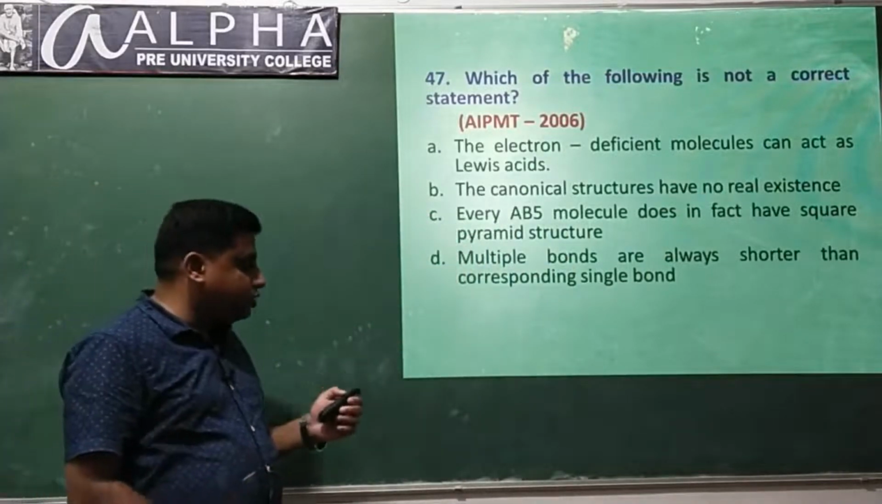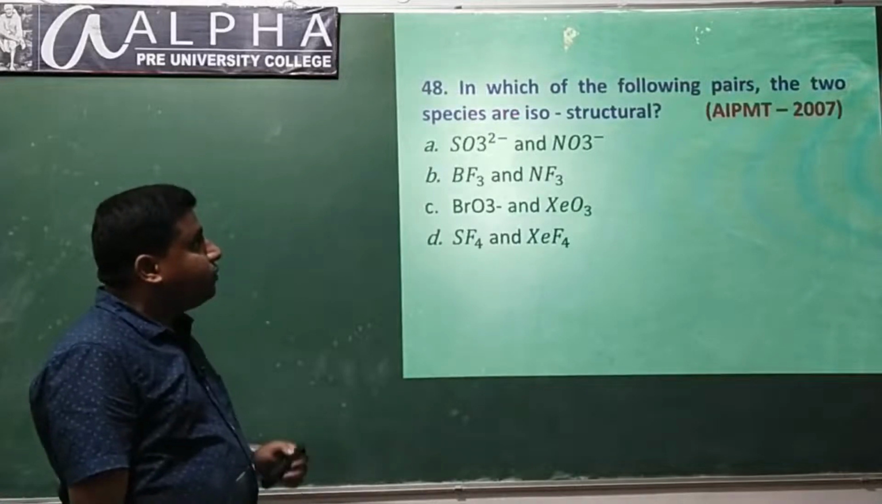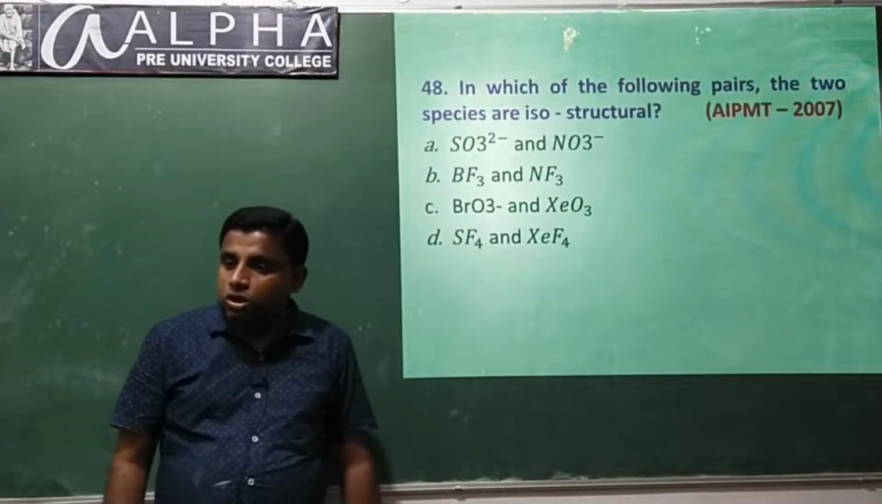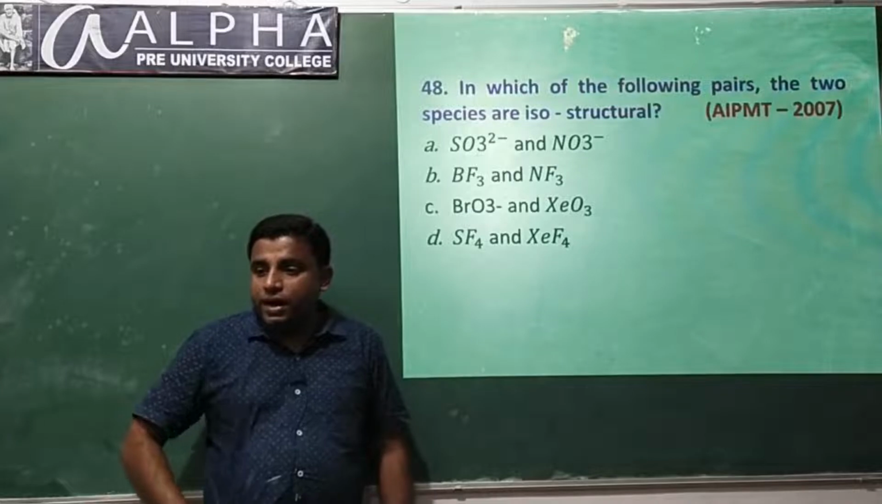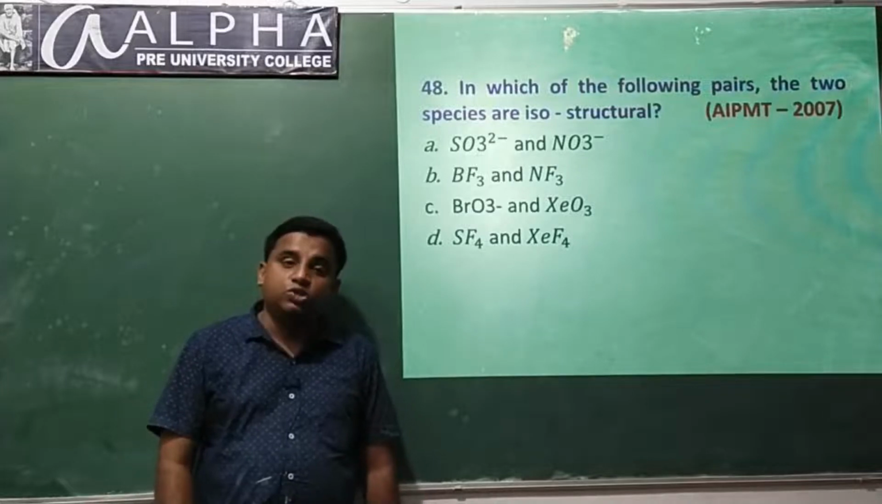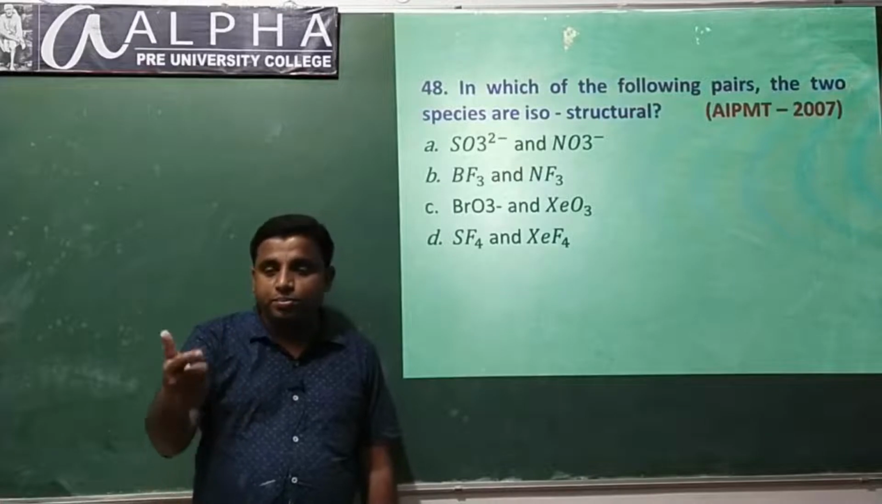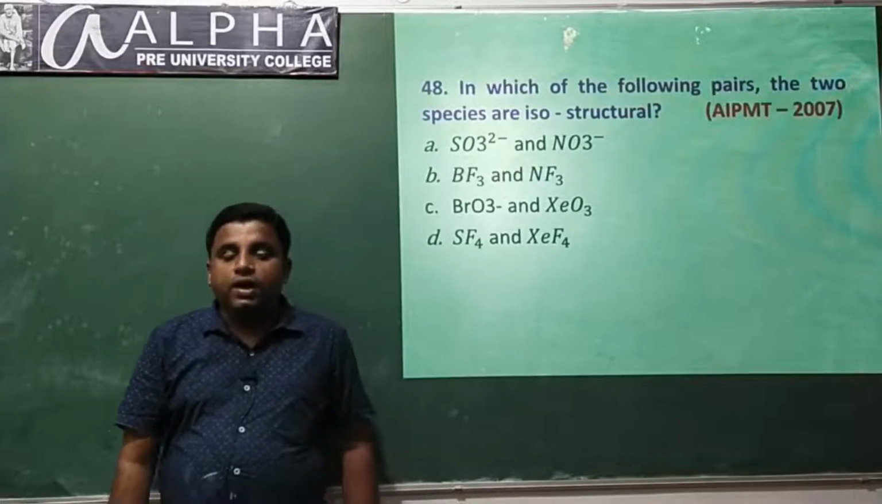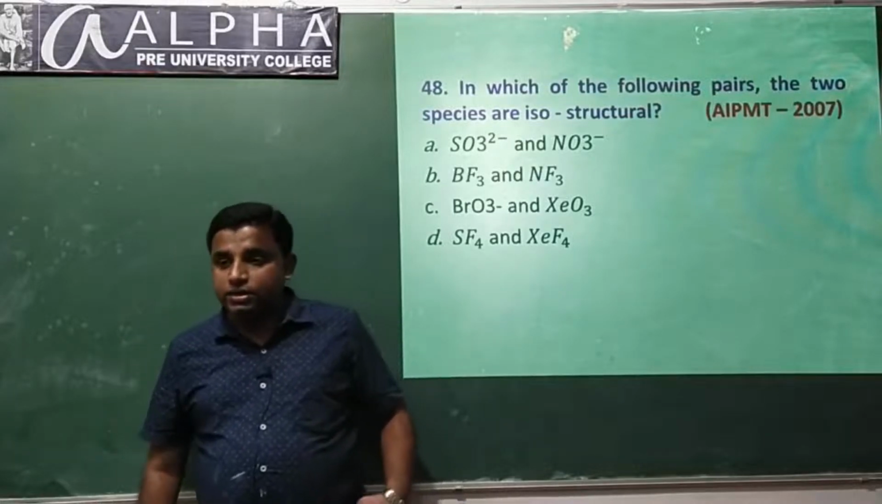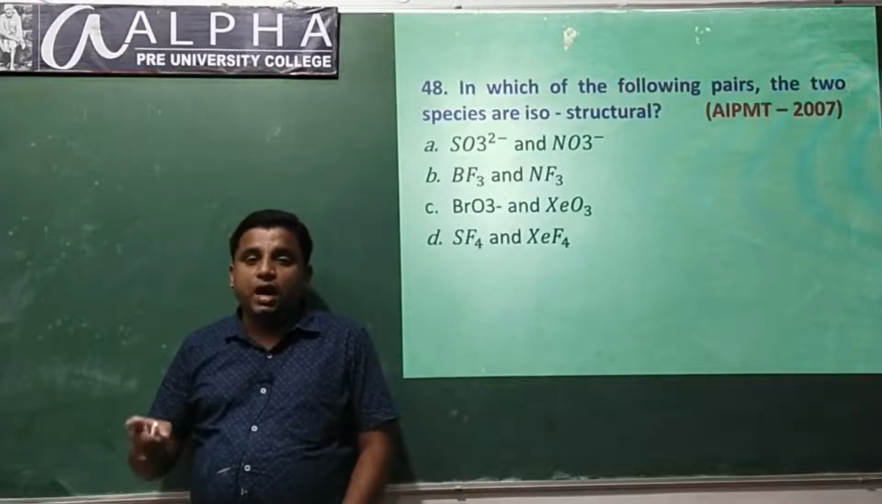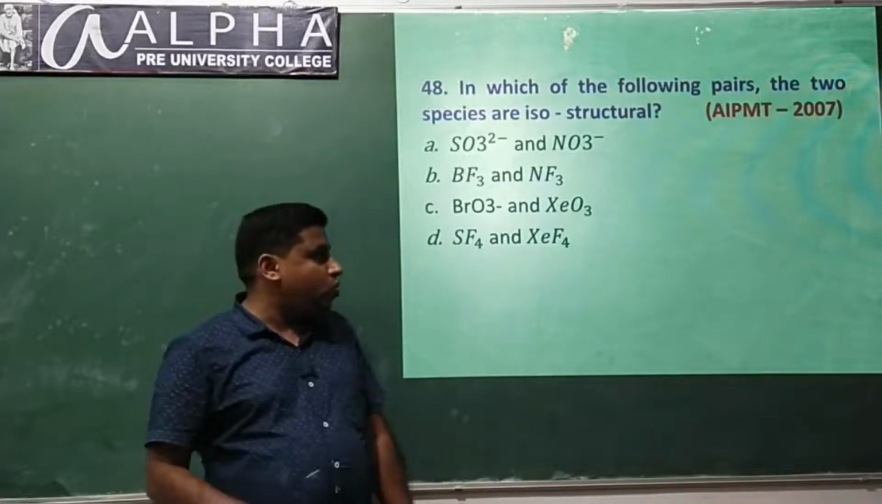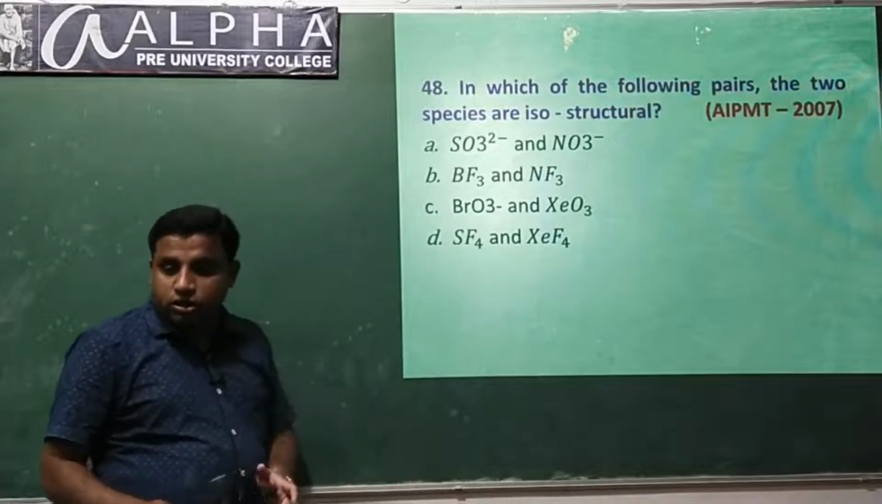Okay, next question, students. The question says, in which of the following pairs the species are isostructural? I have told you what is isostructural in the previous videos. In which of the following pairs the two species are isostructural? What do you mean by isostructural, students?